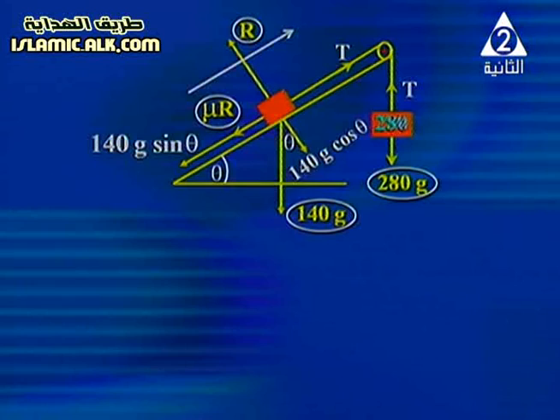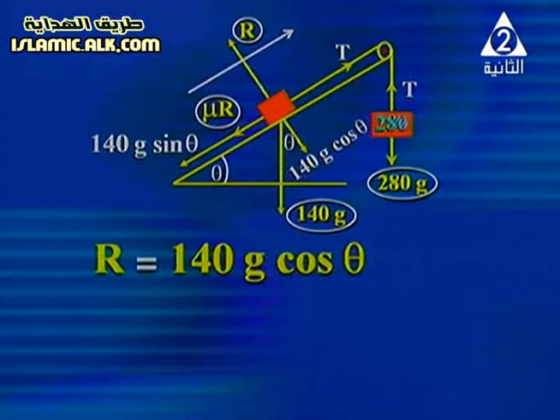Look at 140, resolved into 140 g cosine theta and its perpendicular 140 g sine theta in the line of the inclined plane, or horizontal, the plane parallel to the inclined plane. The motion starts to remove 280. Look at the first motion.